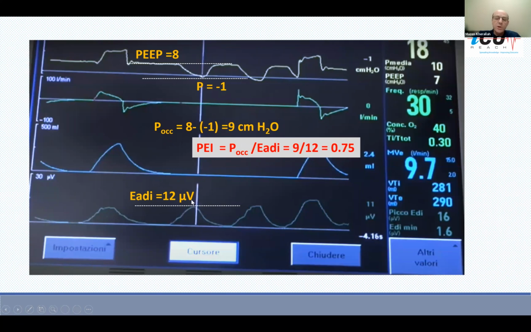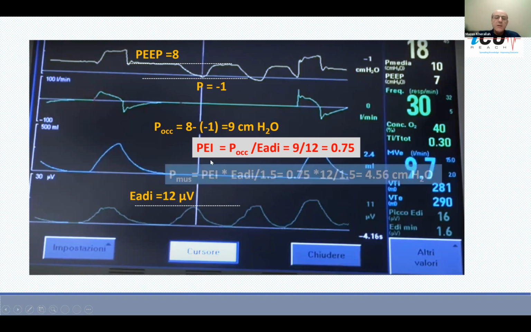9 divided by 12 is 0.75. And this is what we call PEA or P. And then you can estimate the muscle pressure from that. You multiply, this is based on experiments, multiply the P by the electrical activity of the diaphragm divided by 1.5, you get the muscle pressure, which is 4.5 here.